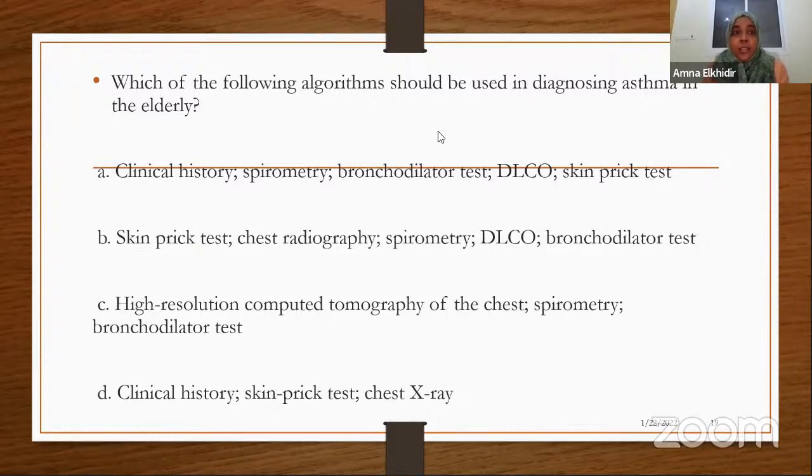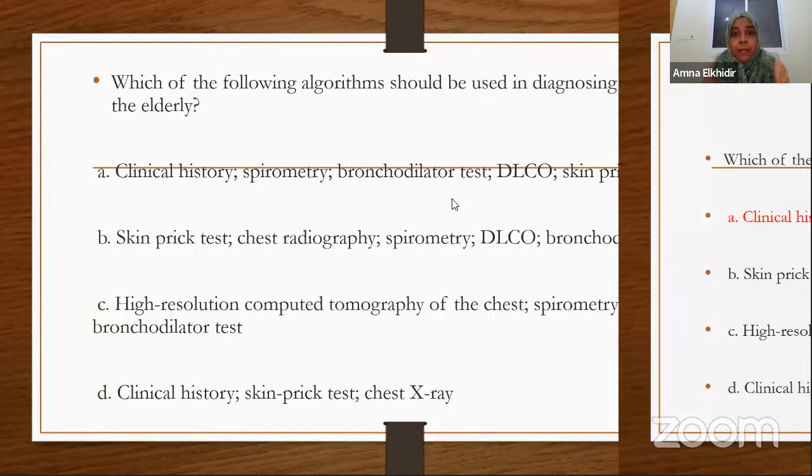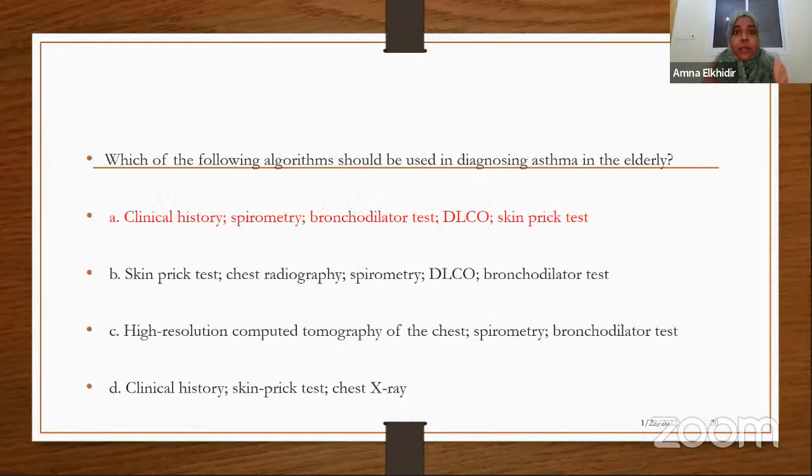Yes, correct. The answer is A. We diagnose asthma by clinical history, spirometry, and bronchodilator test. In asthma, we have reversibility. If we give bronchodilator drugs, then we measure the lung function test, there is reversible airway constriction. And by measuring diffusion of carbon monoxide, as I said earlier, it is normal, and skin prick test.